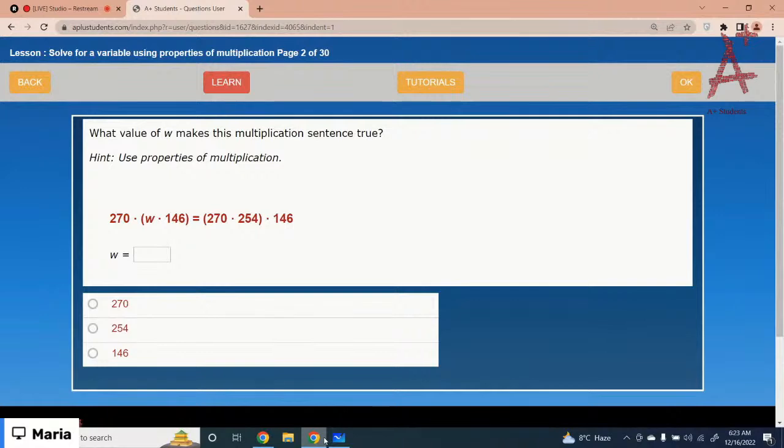So both sides must have the same numbers. Then which number is missing? It will be 254. Got it? Because both sides have 270, both sides have 146, and on one side you have 254 and on the other side it is missing. So the missing number is 254. Got it? Just select the correct option, then click on the OK button.